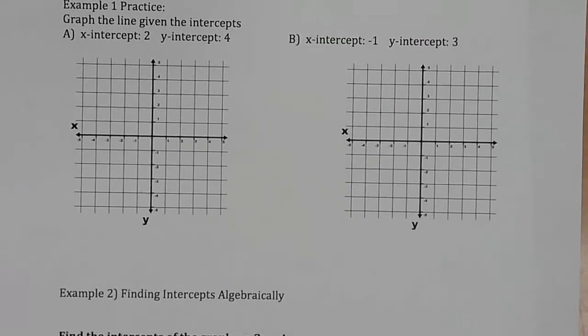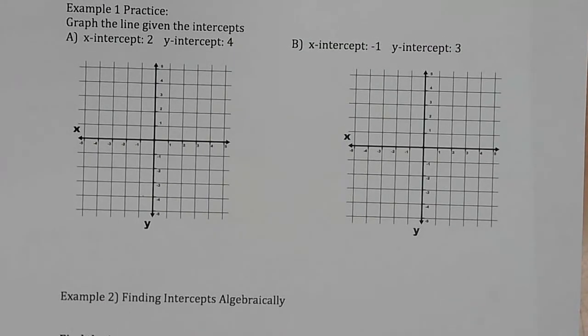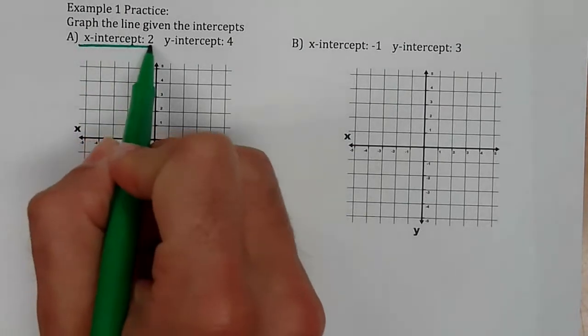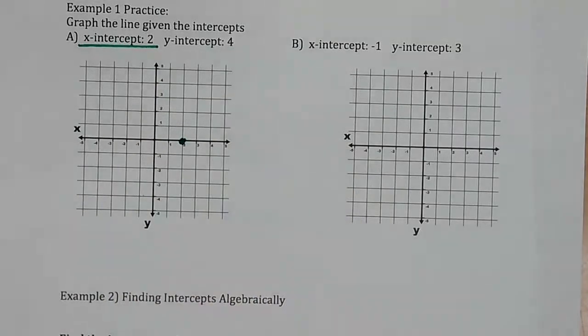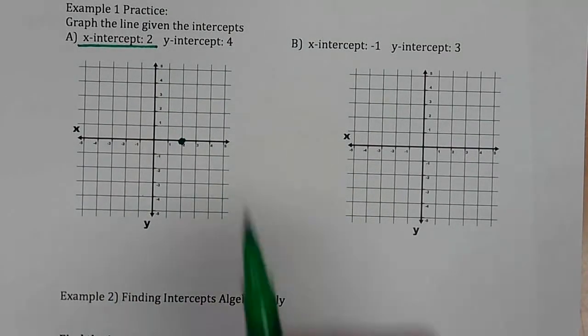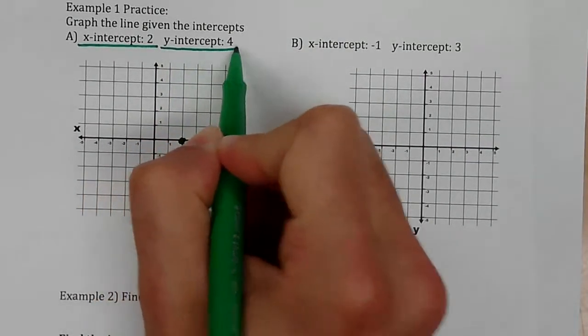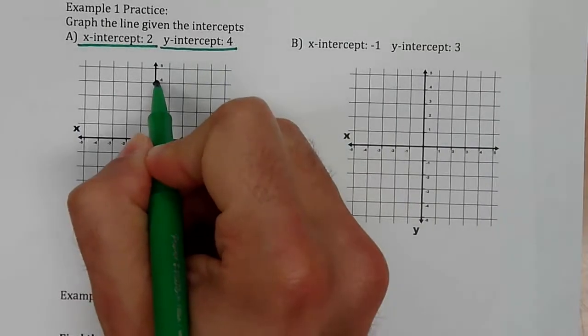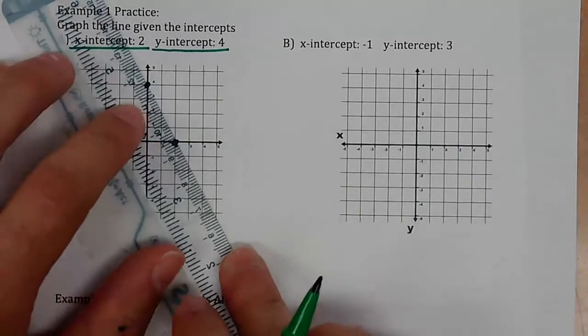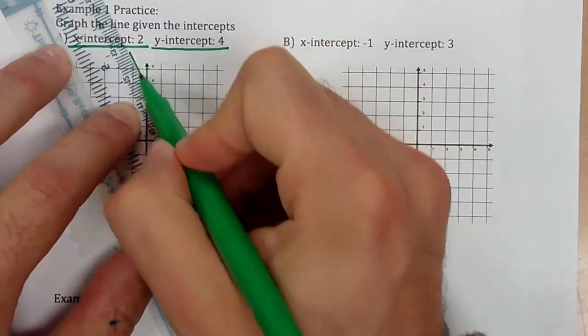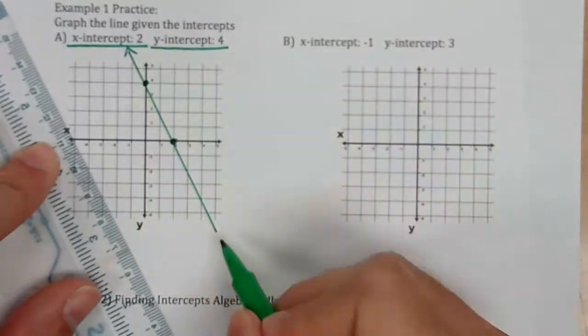And do the same thing again. We're going to graph 2 separate lines. The first one has an x-intercept of 2. So on the x-axis, I have a point at 2. And on the y-axis, a y-intercept of 4. So on the y, I'm going to go up to 4. And then I'm going to draw my line through those 2 points, all the way through with arrows.